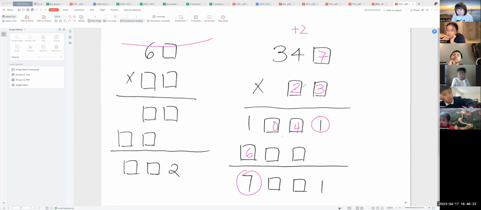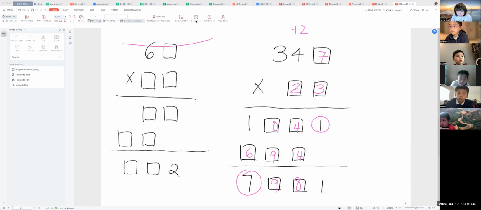Why? Because 2 times 3 equals 6. So 2 times 7 equals 14. So 694. Okay, get it, everybody? So now this is 8 and 9. But is this the only answer?